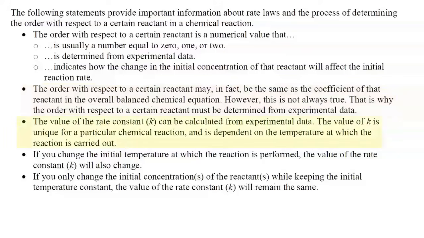The value of the rate constant K can be calculated from experimental data. The value of K is unique for a particular chemical reaction and is dependent on the temperature at which the reaction is carried out. If you change the initial temperature at which the reaction is performed, the value of the rate constant K will also change. If you only change the initial concentrations of the reactants while keeping the initial temperature constant, the value of the rate constant will remain the same.